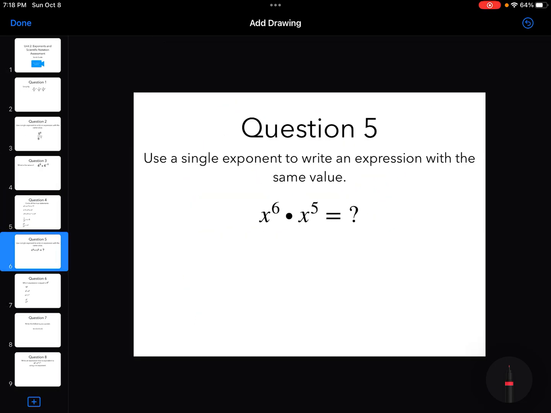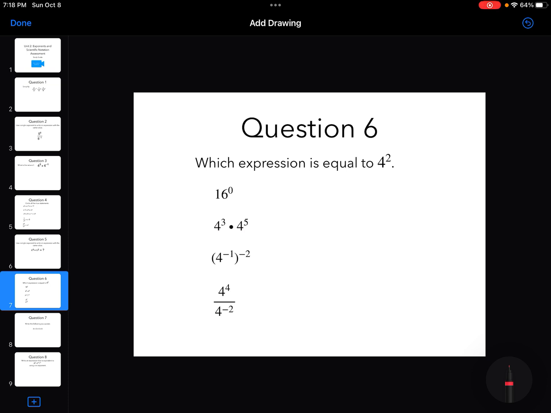All right, use a single exponent to write the value of the expression. So I've got x and then x. So my bases are the same. So I'm going to do 6 plus 5, x to the 11th.